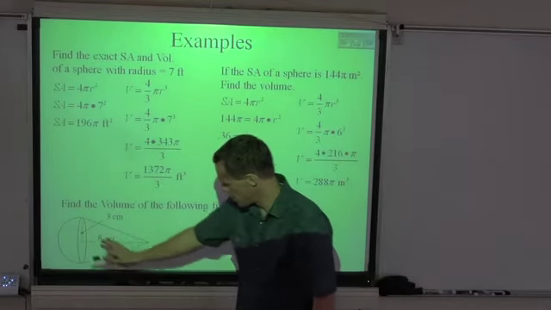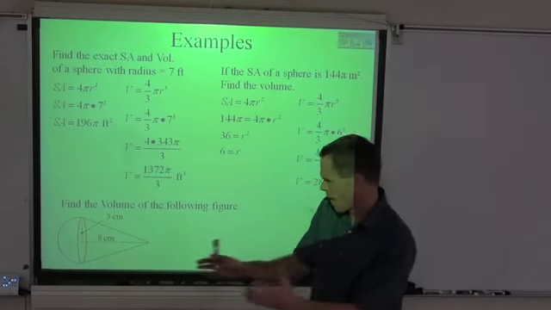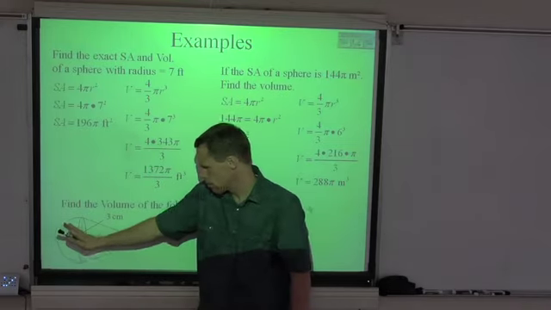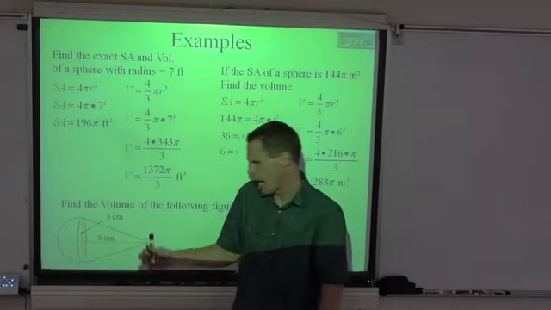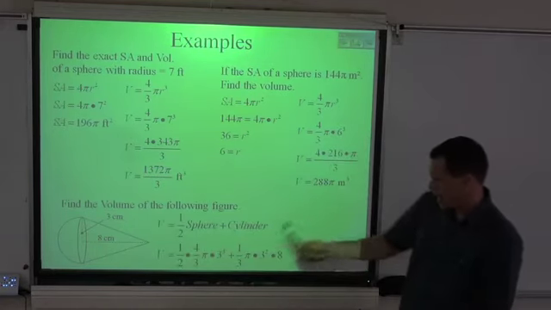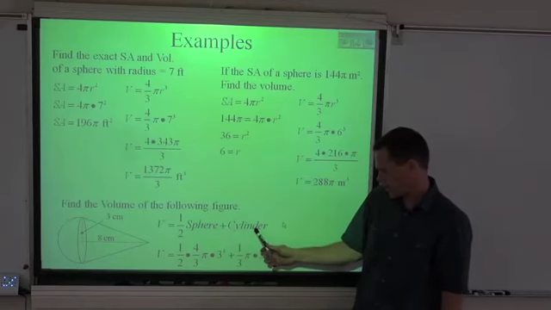So what we're going to do here is I'm going to say, okay, don't worry about the sphere that's inside the cone. Let's find the volume of the cone. And then, well, there's just half a sphere on top. So we need a good plan. Let's make sure we understand. Half the volume of a sphere plus the volume of a cone.